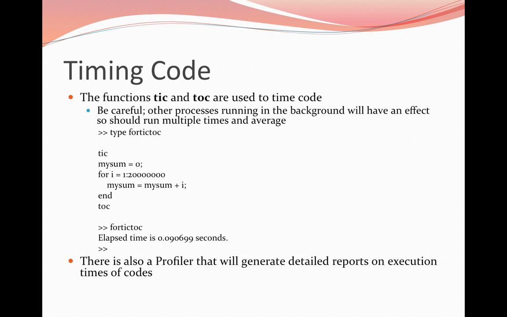Keep in mind that how long it takes to execute is going to depend on what else your computer is doing. So if you've got a bunch of other stuff running in the background, that's definitely going to affect the time. So you need to be careful about this, and you need to, for example, do it a bunch of times and average. Make sure you turn other things off before you do this. Just be mindful of that. There's also a profiler that'll generate detailed reports on execution times of codes.